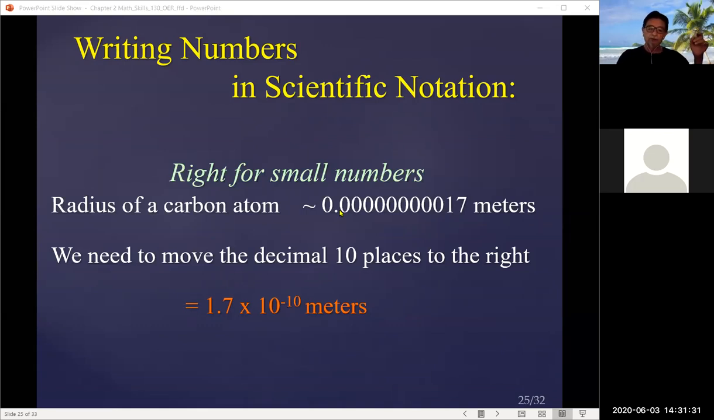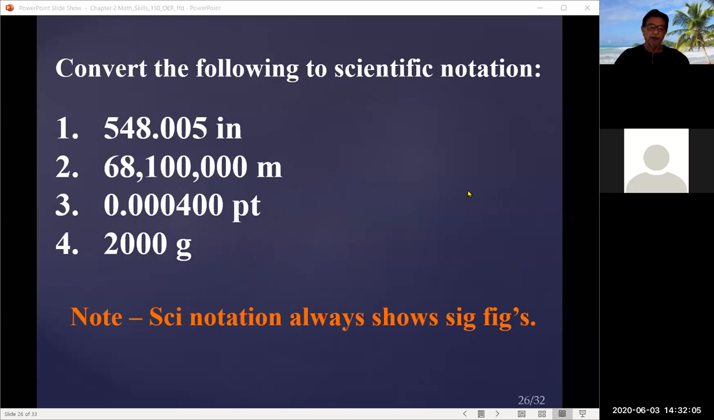So it is a negative number. And so count the decimal places until we go to the first integer and go immediately behind it. So we count how many sig figs we have here. We only have 2 sig figs. And so we're going to have 1.7 times 10 to the negative 10 meters, because we got 10 decimal places. Okay. All right. So here's just the means to write very large numbers or very small numbers, so you can do the calculations. Okay. And these examples here, they ask you to convert the following to scientific notation.